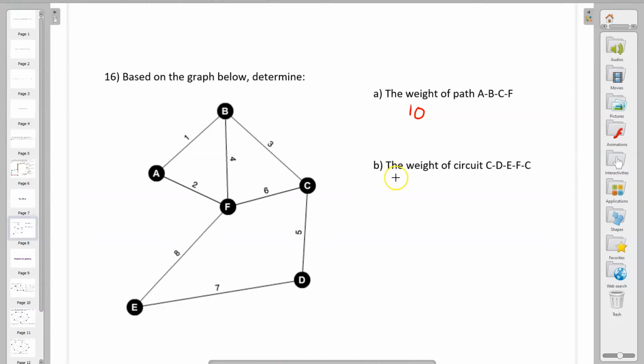Second part of the question asks the weight of circuit CDEFC. C, D, D to E, E to F, and F to C. Again, adding up all of the weights on each of the edges, 5 plus 7 is 12, plus 8 is 20, plus 6 is 26.